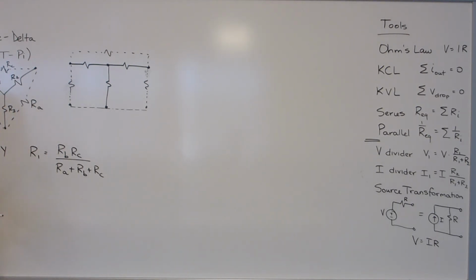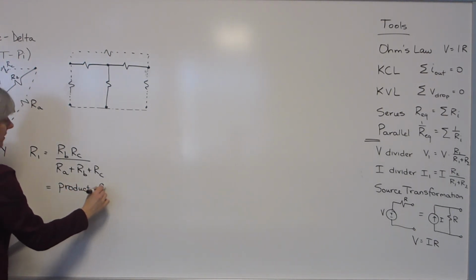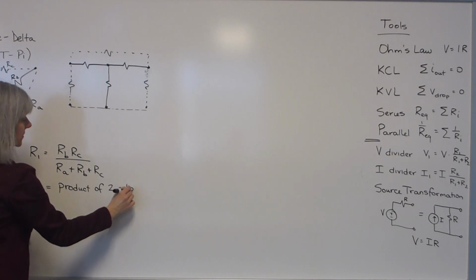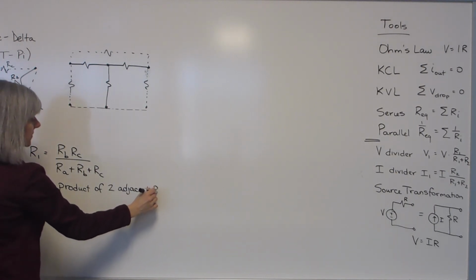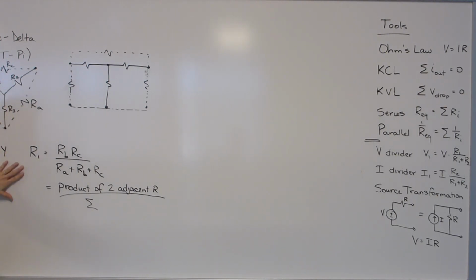So let's take a look at this. R1 is equal to the product of the resistors on either side from the delta divided by the sum. So this is just the product of the two adjacent resistors in the delta divided by the sum. So you can go around. R sub 2 is just the product of these divided by the sum. R sub 3, the product of these divided by the sum. So that's the pattern here.